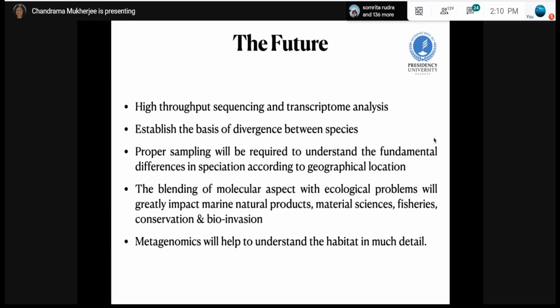But we need to be careful about proper sampling, because there are already several reports that the geographical location matters a lot when you are conducting expression studies of this microbial organism with respect to its habitat. But if we carefully consider those things, the blending of this molecular aspect with ecological problems will greatly impact all the different applications of marine ecology. And metagenomics, a powerful tool that is advancing every day, will help us understand it in greater detail.